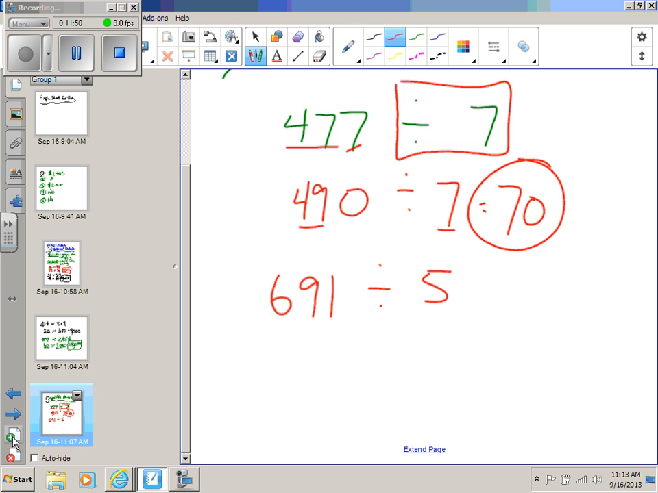691 divided by 5. First thing you always want to look at is this part, what you are dividing by. You want to make sure that what you're dividing by is something you can use, something you're familiar with. How about 5? You know your 5s? Yes. So where am I going to look first for this 691? It's a 3-digit number. Right.